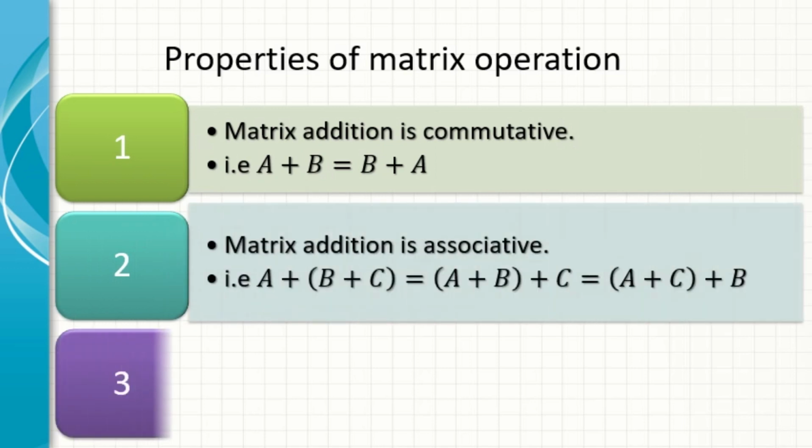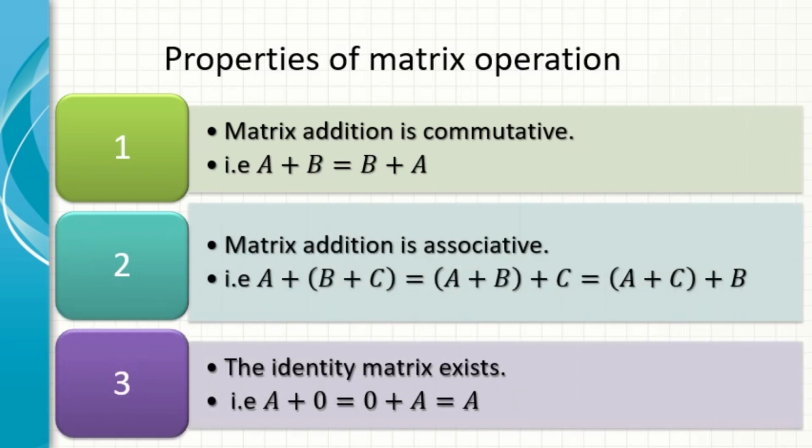Now, speaking of that, we can draw the different properties of matrix operation. The first one, that's where we did A plus B is equal to B plus A. That shows us that matrix addition is commutative. If you take matrices and you rearrange the order of how you add them, you still get the same answer.